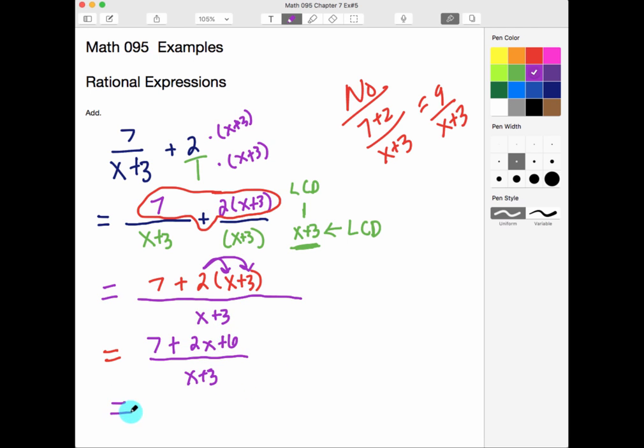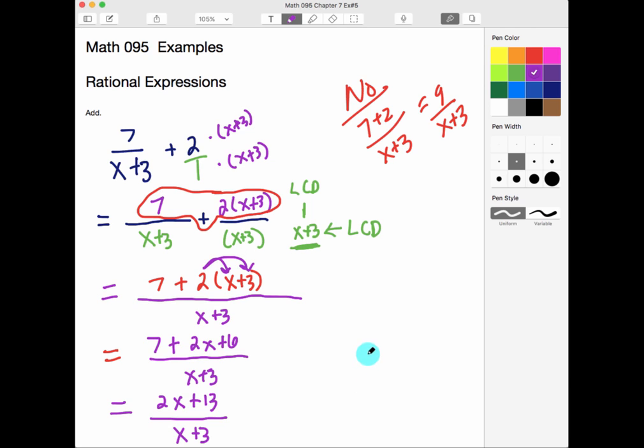All right, next step, combine our like terms. We're trying to simplify. So we have a 7 and a 6. Those are like terms. Nothing else has an x in it, so it looks like 2x plus 13 is our numerator. And I haven't done anything with the denominator, so we keep it as x plus 3.